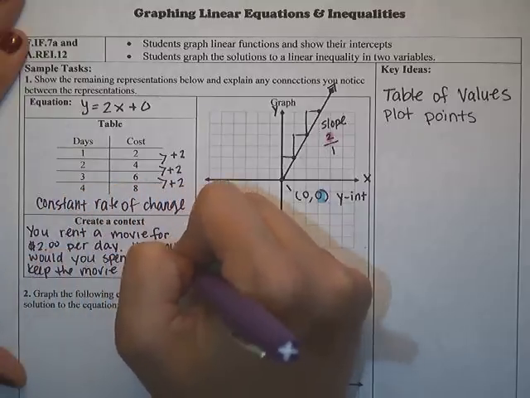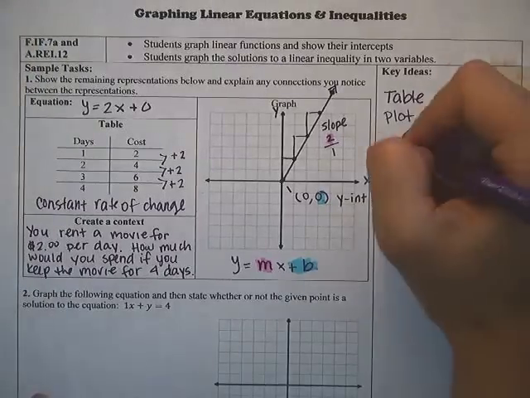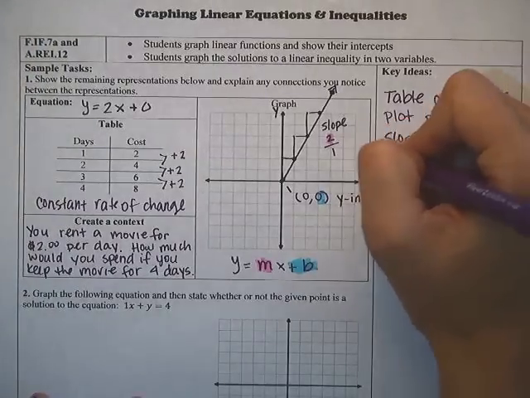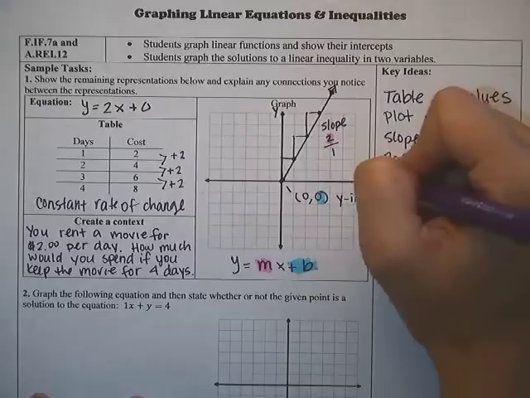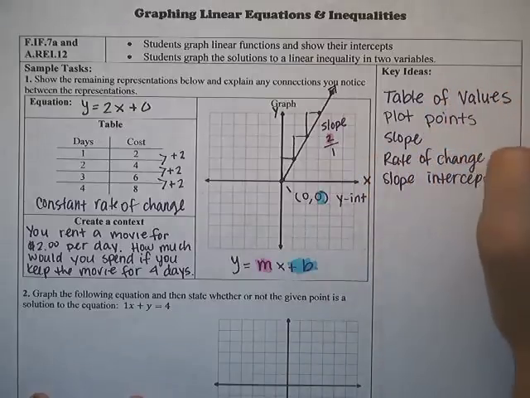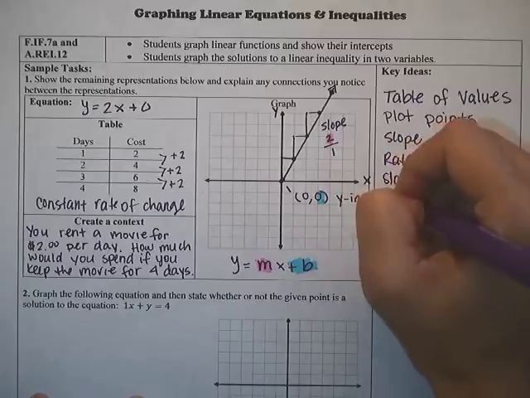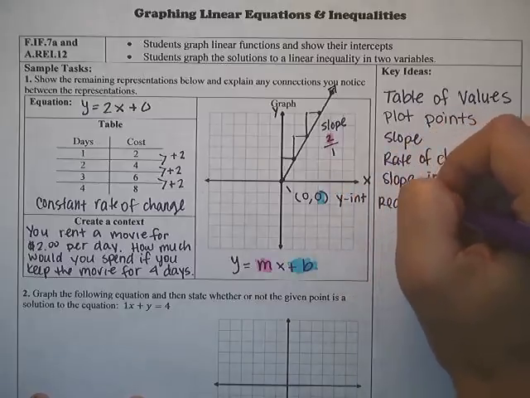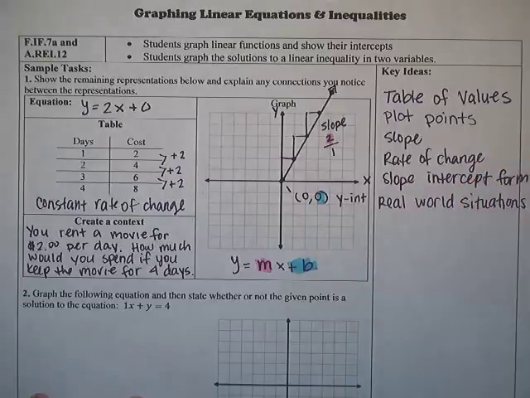You probably can come up with a bunch of different contexts. So here we talked about slope, rate of change, slope-intercept form, real world situations, and intercepts.